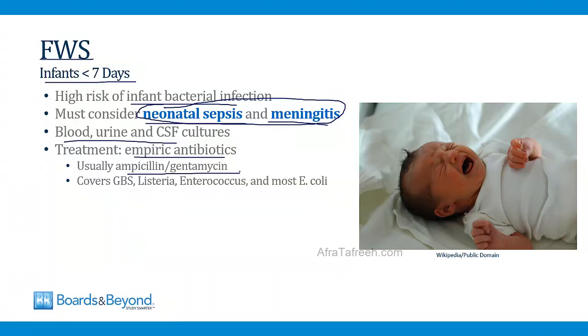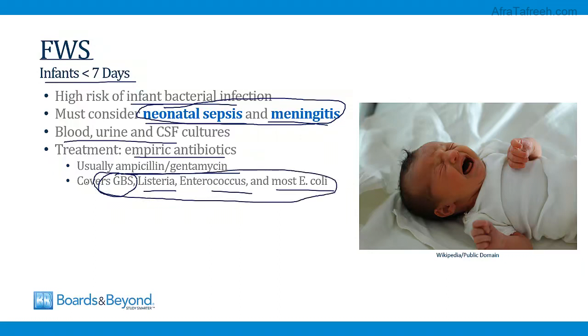And the idea here is to cover the bacteria that often cause meningitis or sepsis in a newborn baby. Group B strep is one of the most common pathogens. Babies acquire this in passage through the birth canal. But newborn babies can also develop infection with Listeria, Enterococcus, or E. coli, and all of these bacteria are covered by ampicillin and gentamicin.